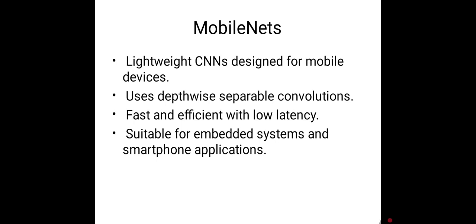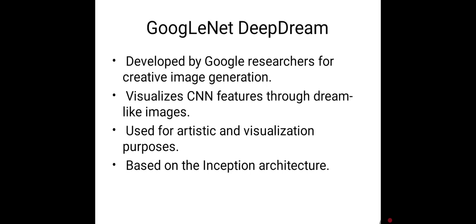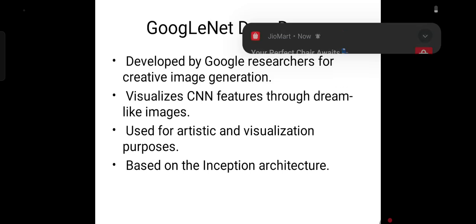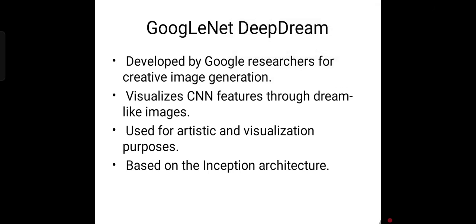And next is GoogleNet and Deep Dream. Deep Dream was developed by Google researchers as a way to visualize and amplify the patterns learned by a CNN. Given an image, the model detects the features, producing artistic and dreamlike visuals. Though not a classification model, Deep Dream helps us understand how CNNs interpret patterns.